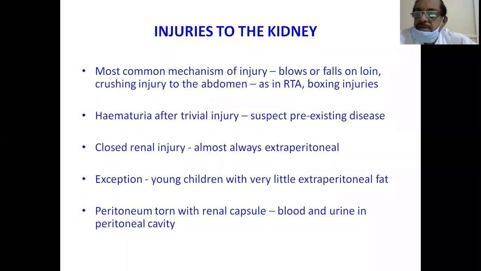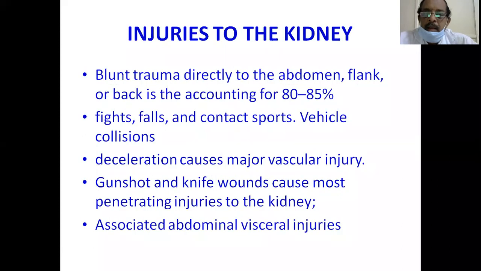If the peritoneum is torn, blood and urine are contained in the peritoneal cavity, which gives obvious signs of free fluid in the peritoneal cavity. Blunt trauma directly to the abdomen, flank, or back, as I said in the boxing injuries, accounts for 80 to 85% of the injuries to the kidney. Fights, falls, and contact sports: boxing is a contact sport, and in other contact sports the chance of injury to the liver and kidneys is greater.